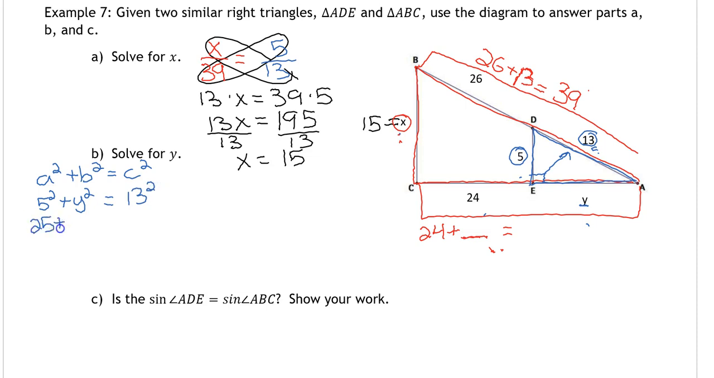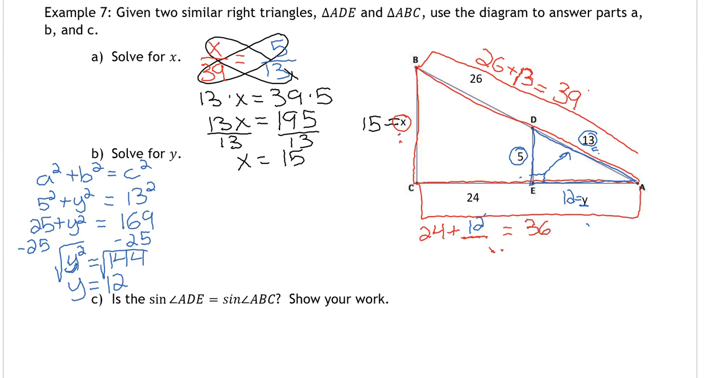5 squared is 25. 13 squared is 169. I'm going to subtract 25 from both sides. So y squared equals 169 minus 25 is 144. Alright, so the square root of that, y equals 12. So I'm also going to put a 12 in there. And then 24 plus 12 is 36.